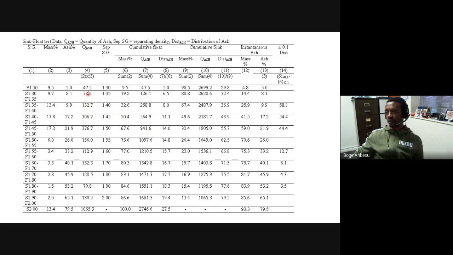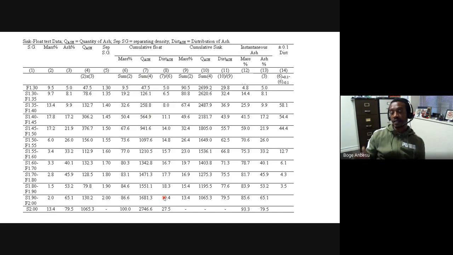941, adding all these four. Okay, so again, I hope it makes sense because we're adding column 4, the cumulative of column 4. Then distribution is obtained by dividing 7 by 6. So column 7 by 6 will give you the distribution of ash. So that one here is obtained by dividing 7 by 6. Okay, so that's done for the cumulative floats.